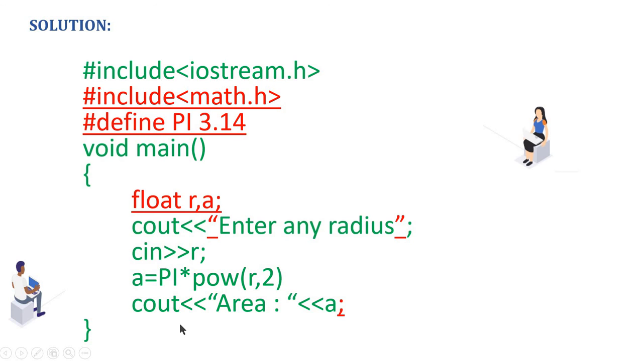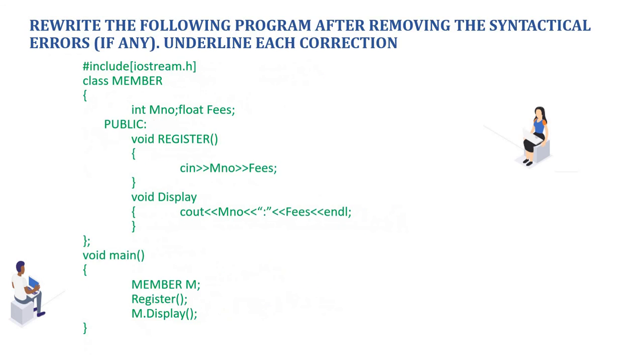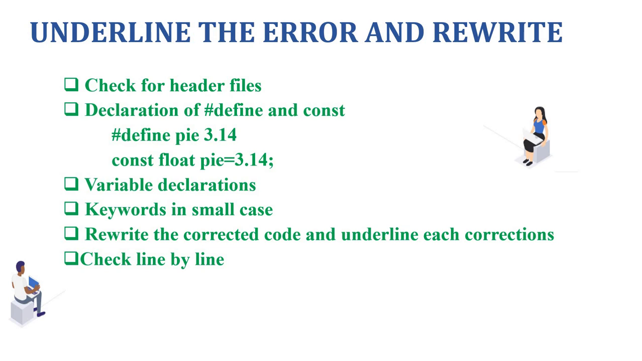Okay, so this is how you have to check for corrections. So read the program carefully line by line. Check for the header files, check for #define and const. You have to be thorough how to declare #define and constant. Check whether all the variables are declared. Keywords should be in small case. Then underline all the corrections. Check the program code for correctness line by line. Okay, so don't miss any errors. If you read carefully and do this, you'll be able to score marks easily for error correction.